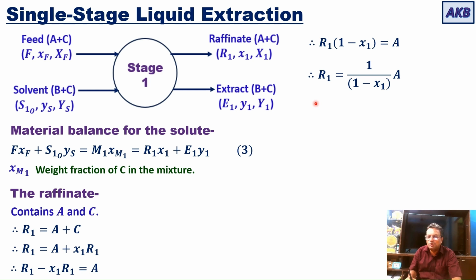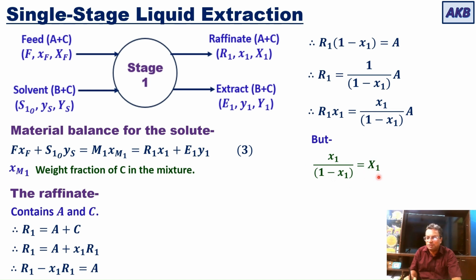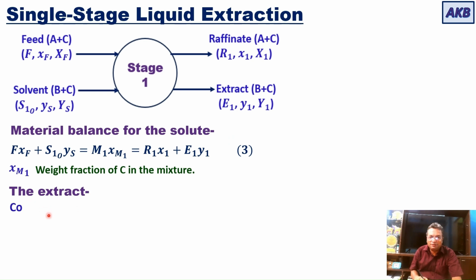Now I will multiply both sides by x1. So it will be R1 x1 equal to x1 upon 1 minus x1 into capital A, and the term x1 upon 1 minus x1 can be replaced with capital X1, which is the weight fraction of C on a C-free basis in the raffinate phase. If we do that, we will get R1 into small x1 equal to A into capital X1. That means the term R1 into x1 in equation number 3 can be replaced with A into capital X1. Now let us look at the extract phase.